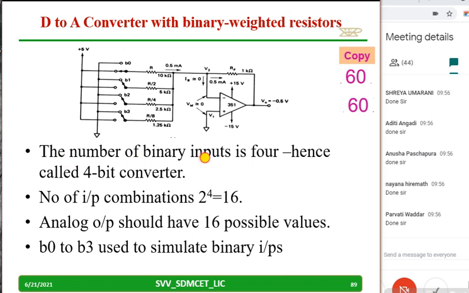See, the number of binary inputs is 4. Hence, we can say it is a 4-bit converter. The number of input combinations I can have is 0, 0, 0, 0 like that, 16 combinations. The analog output should have 16 possible values. And B0 to B3 are used to simulate the binary inputs. I will do the connection, I will remove the connection. So this is what I am doing. Copy down these 1 or 2 lines. Then we will see the equation.